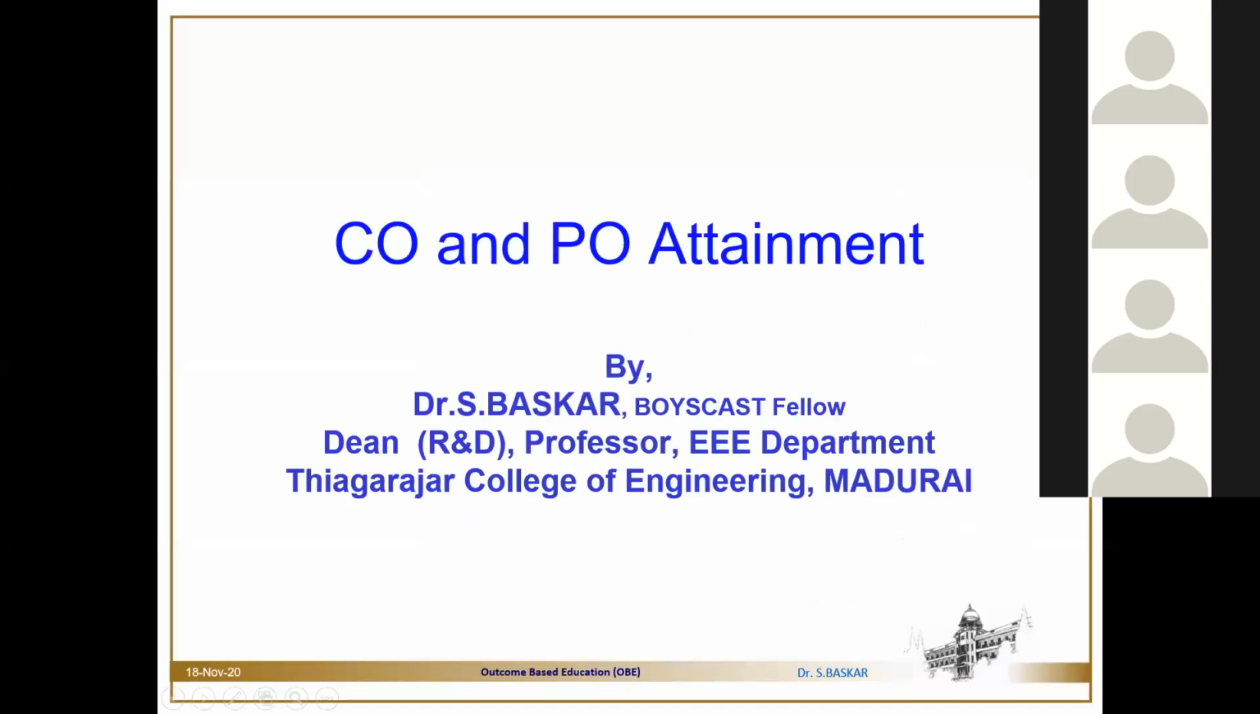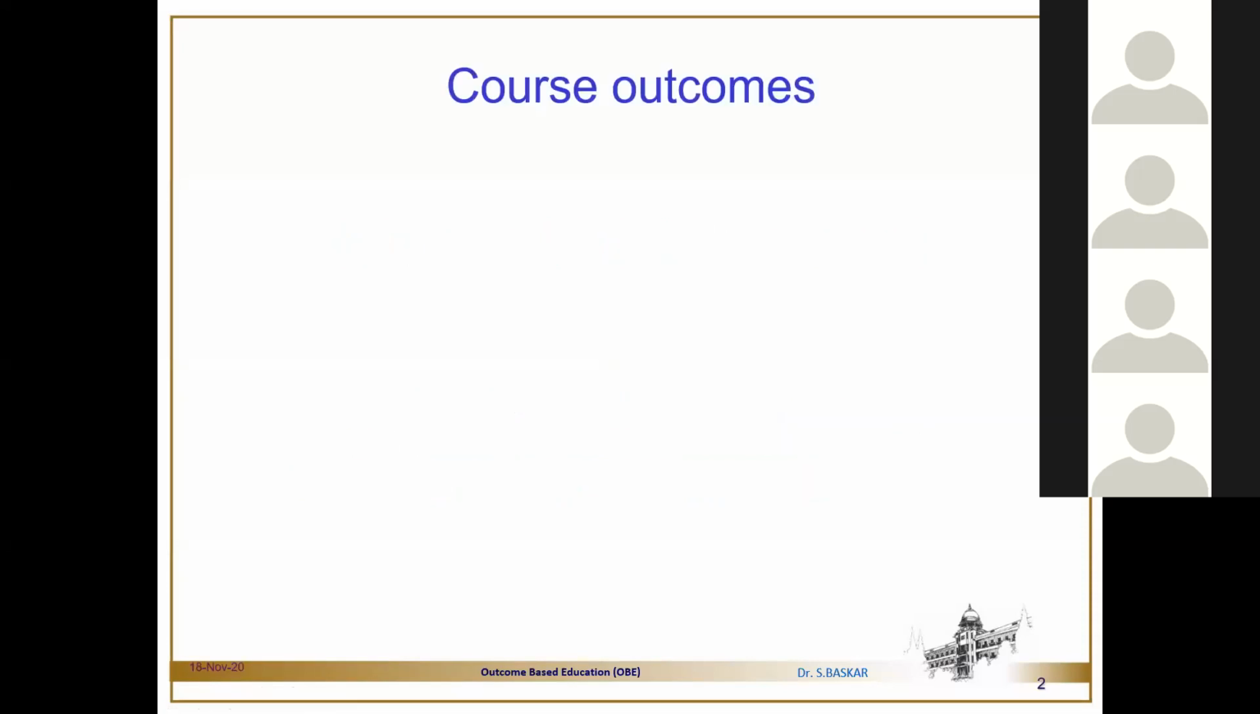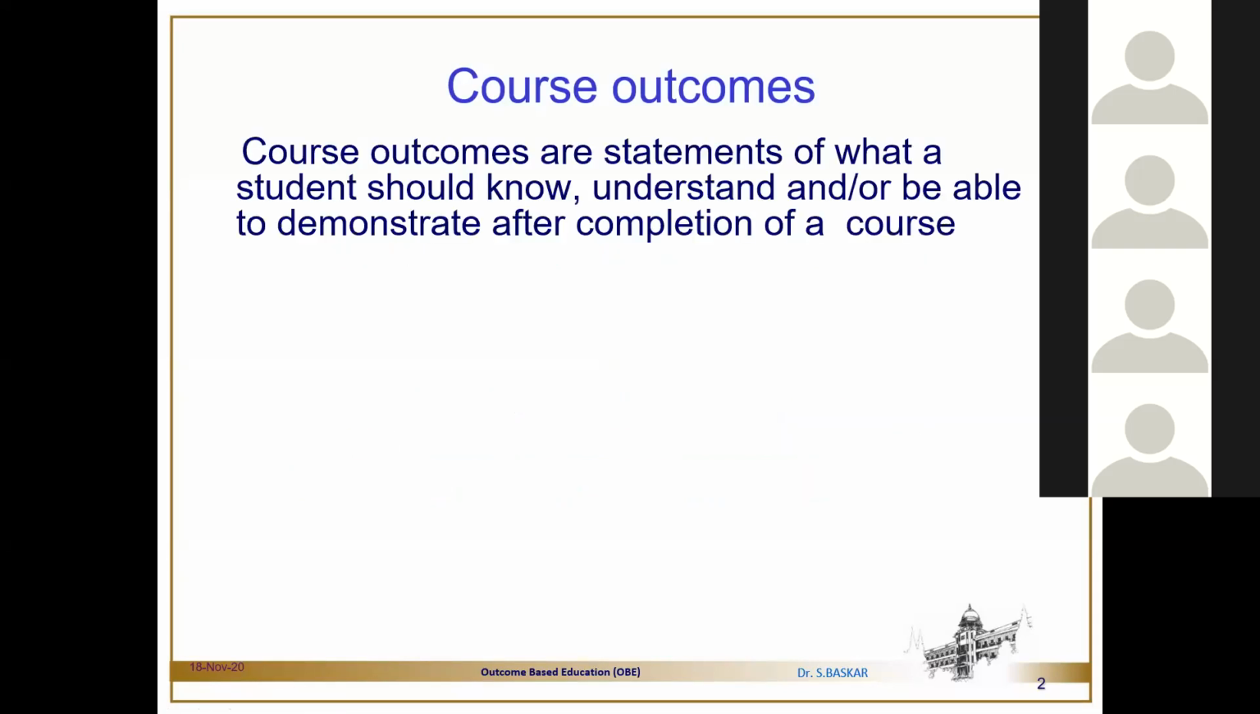Actually, CO PO attainment is very, very important. Here only we are going to measure the performance of our outcome-based education system. After measuring the performance, we are going to take some initiatives or some modifications so as to get positive changes in the outcomes. Our ultimate aim is to reach the outcomes actually.